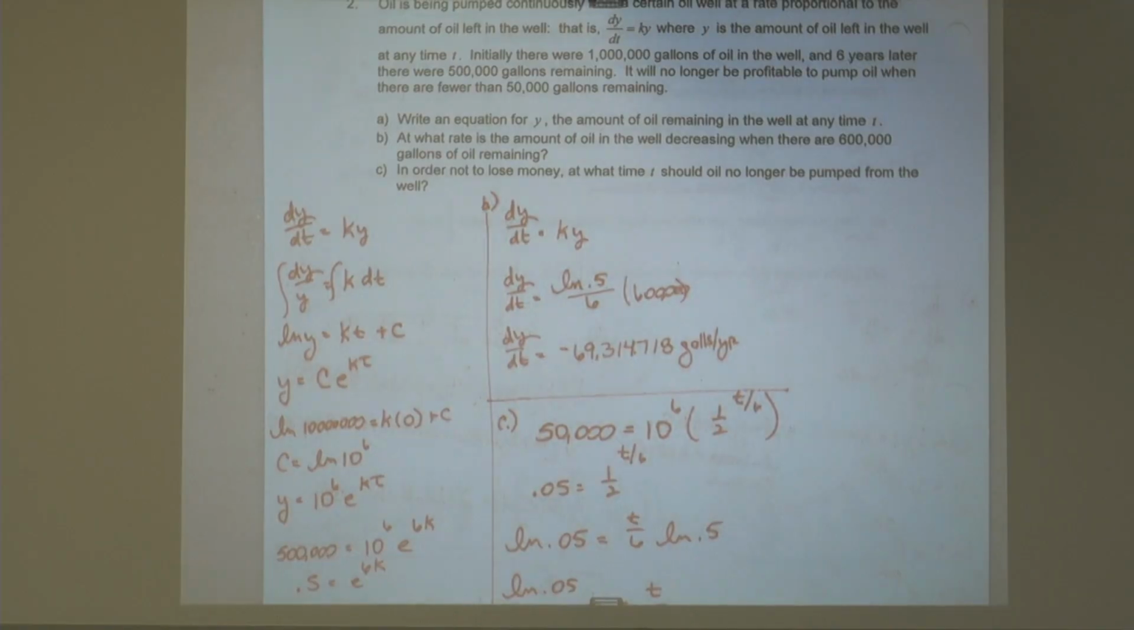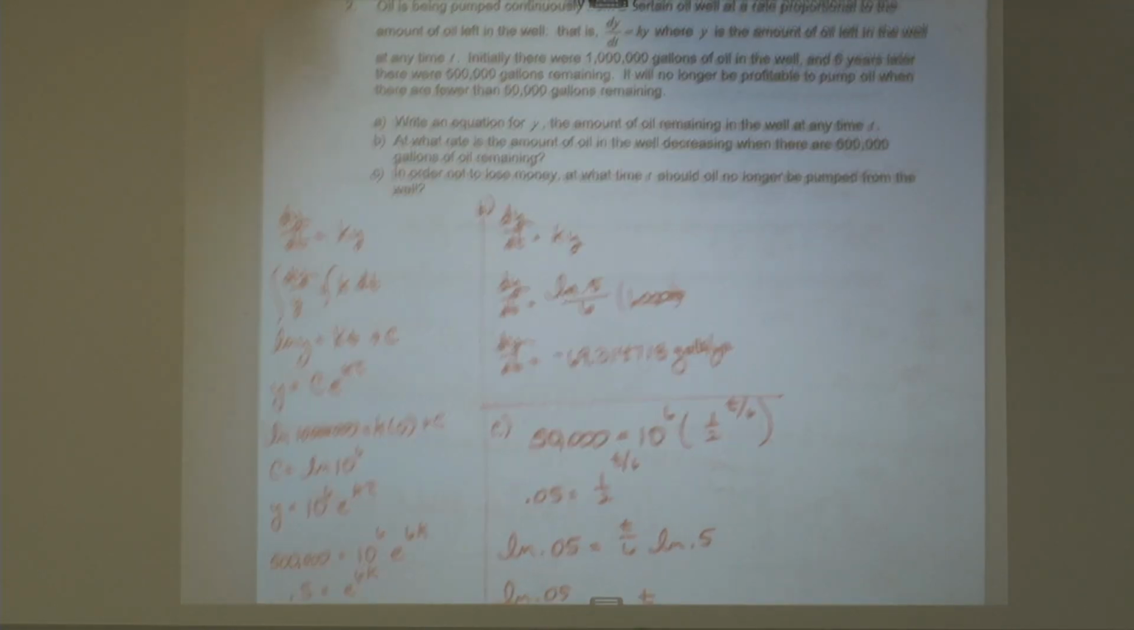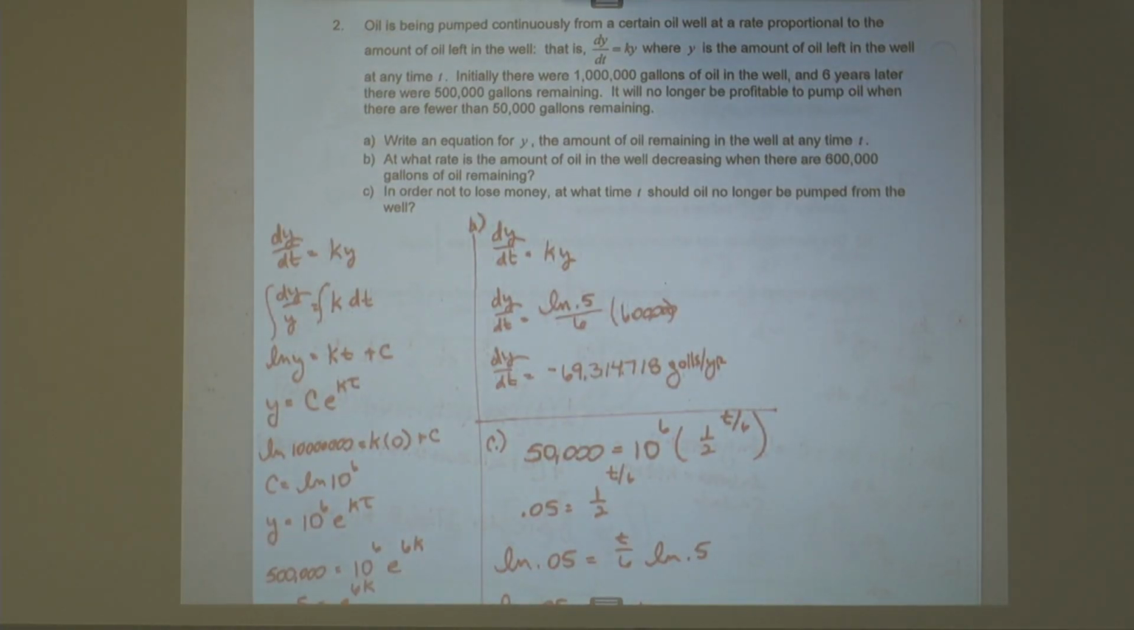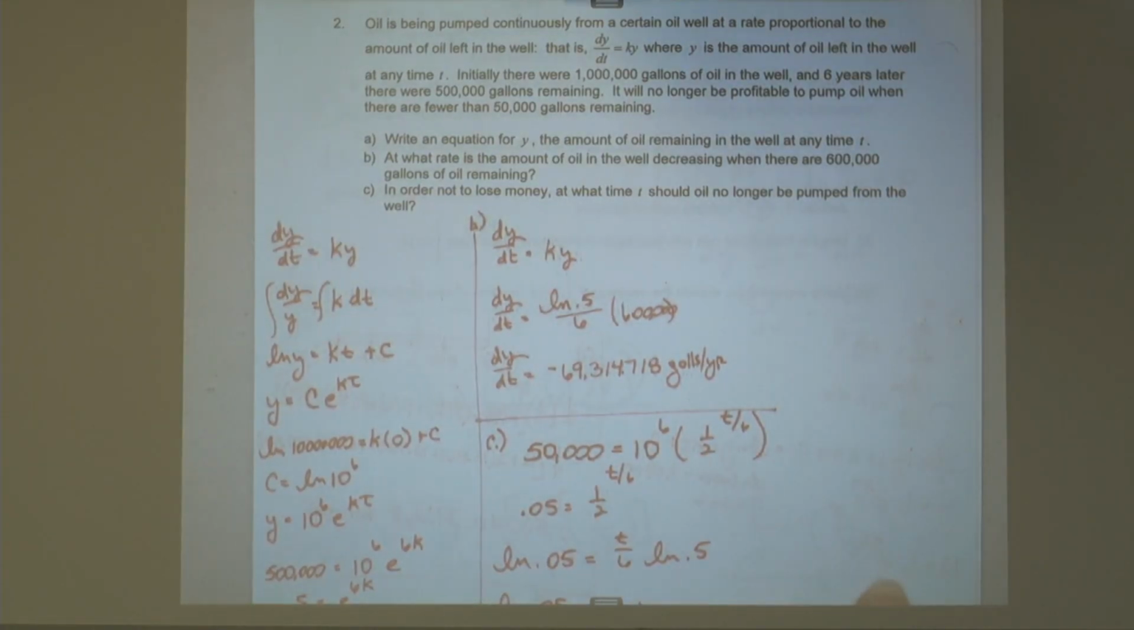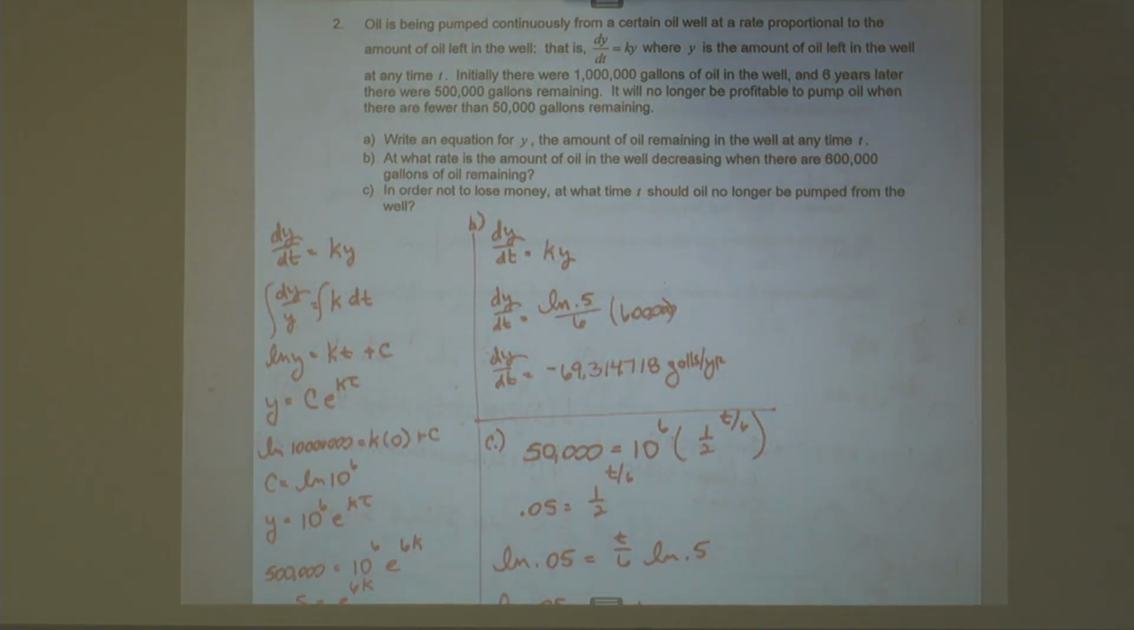Oil was being pumped continuously from an oil well at a rate proportional to the oil left in the well: dy/dt is ky, where y is the oil left in the well. There were 1 million gallons, and 6 years later there were 500,000 gallons. It is no longer profitable to pump oil when there are fewer than 50,000 gallons remaining. Write an equation for y. So here we go.